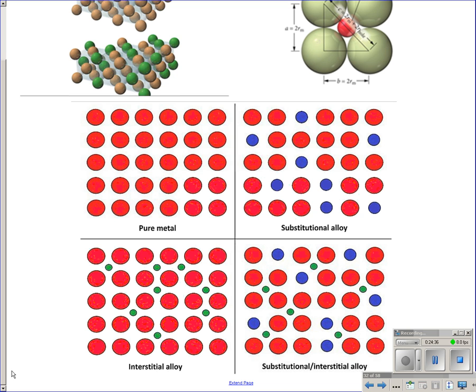So this is a substitution one. Interstitial have the things between the atoms. You can see the difference there. And the one that has both is here. Can you interpret those pictures decently? Pictures are pretty easy most of the time, I hope.